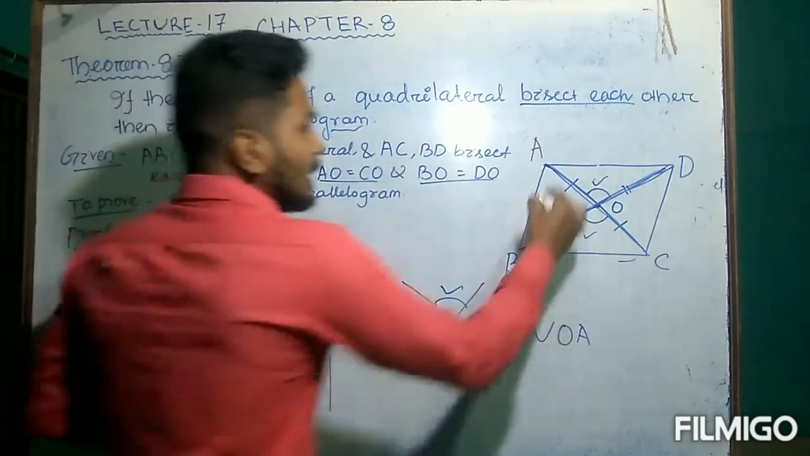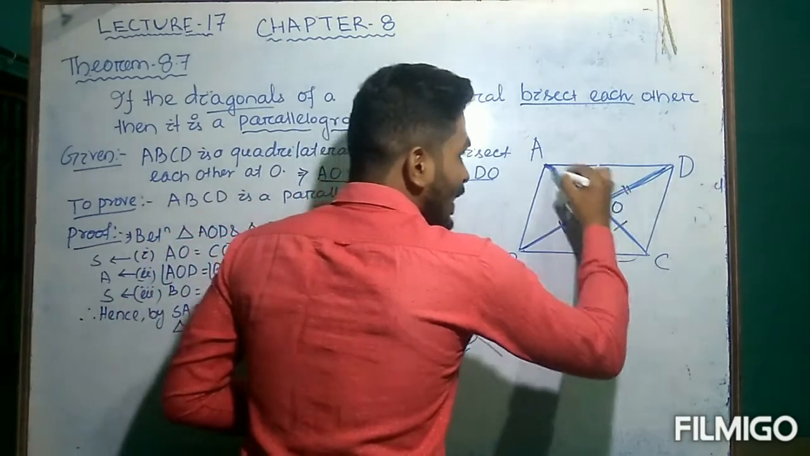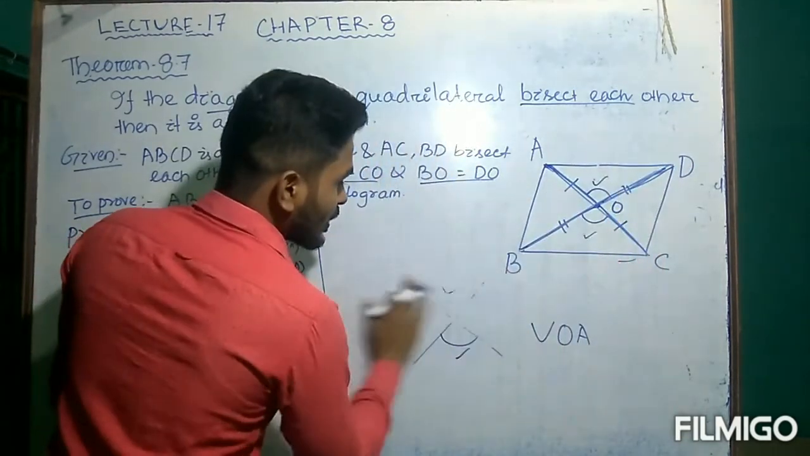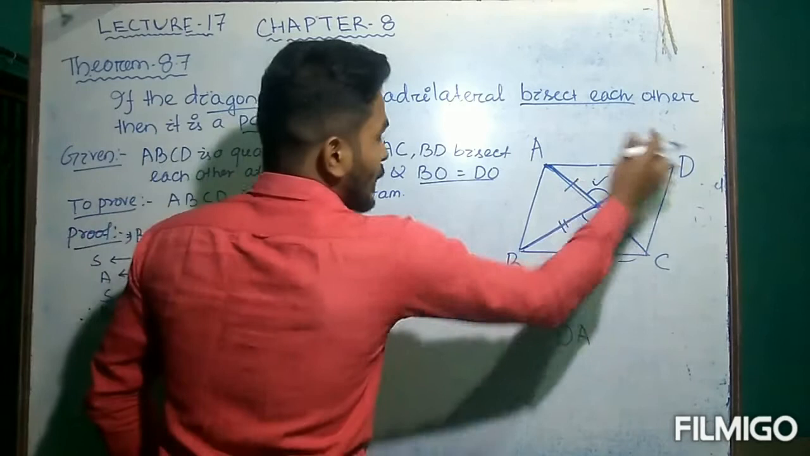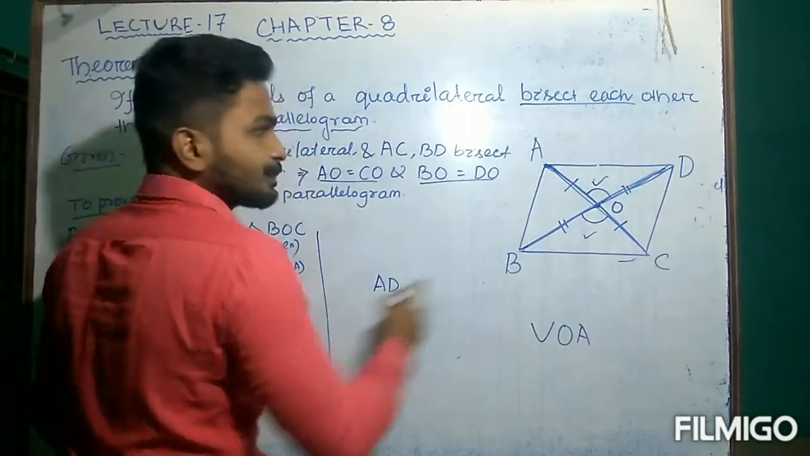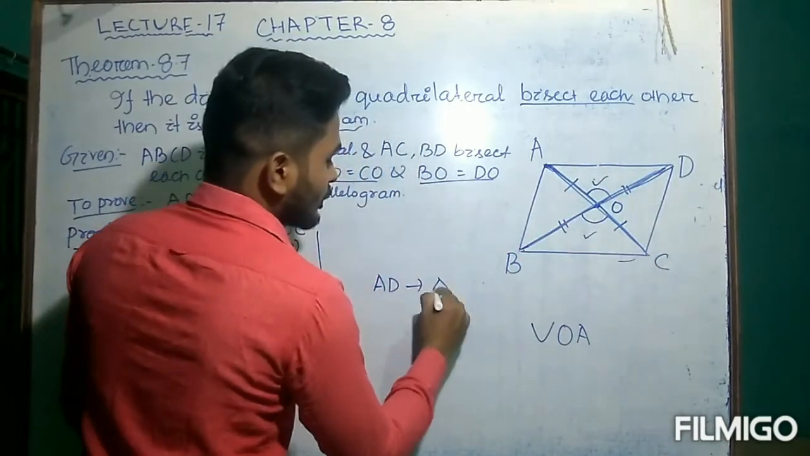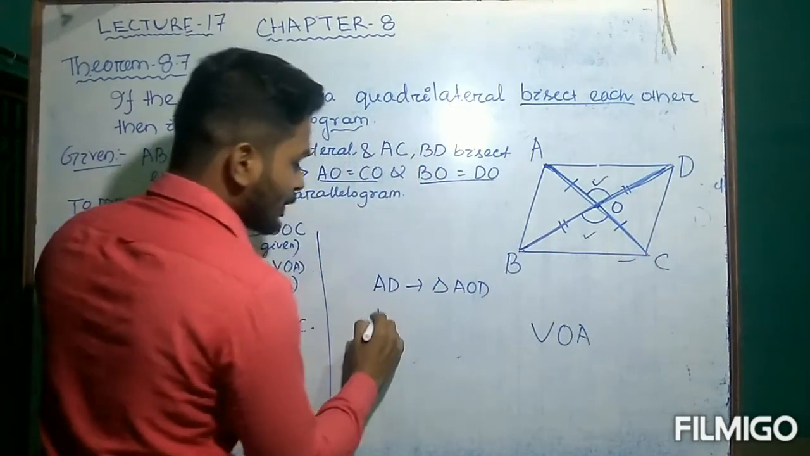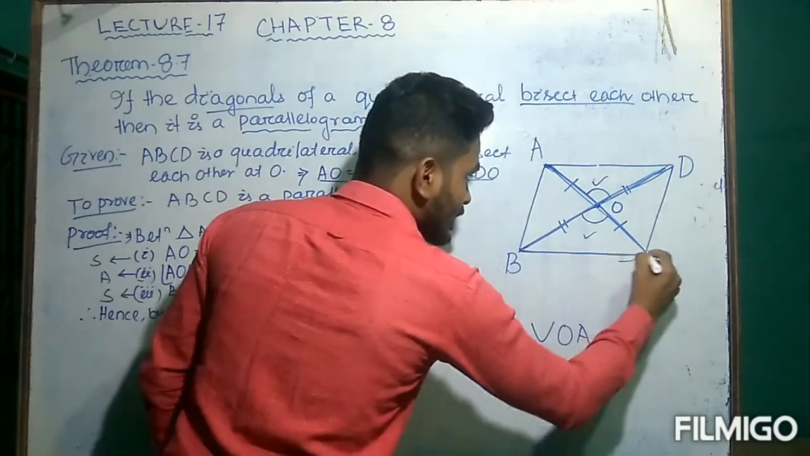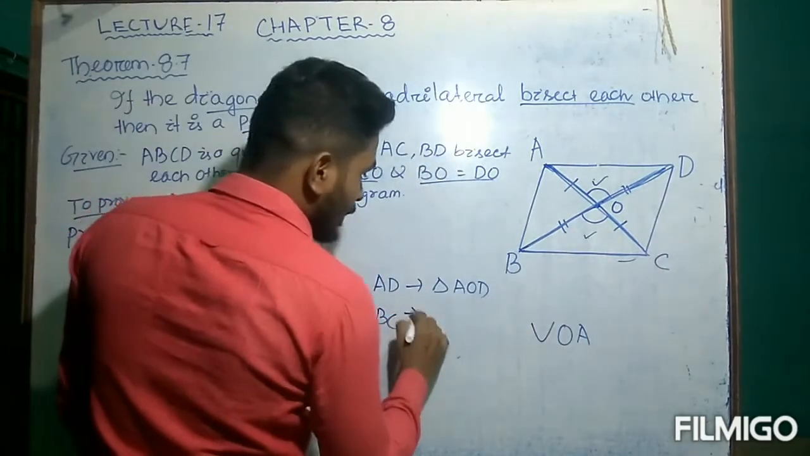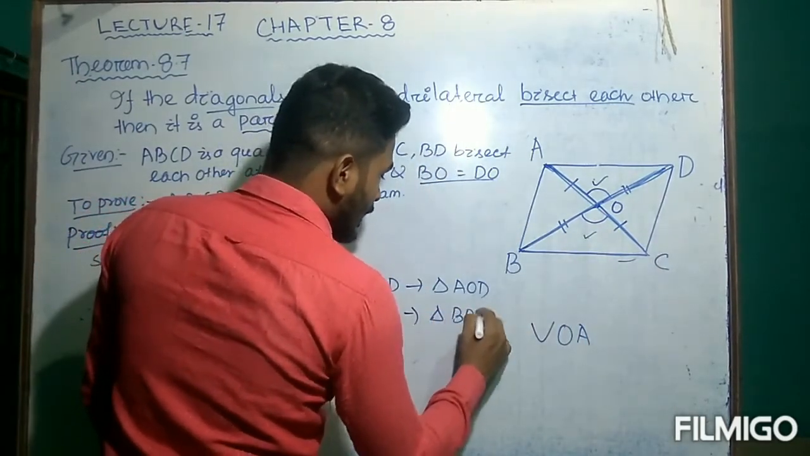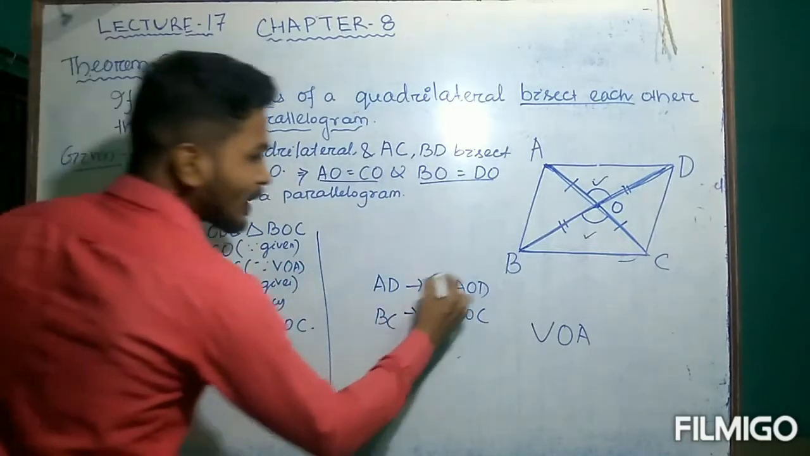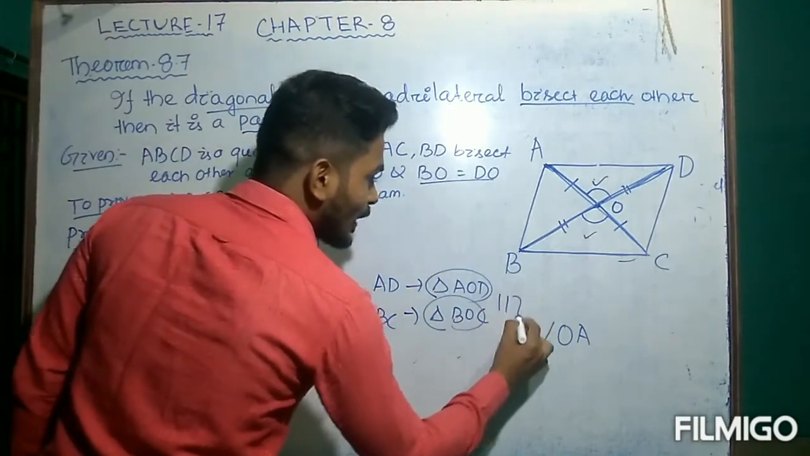Now, if we consider the triangle AOD, then AD is a side of the triangle AOD. Similarly, if we consider triangle BOC, then BC is a side of the triangle BOC. But just now we have proved that these two triangles are congruent.